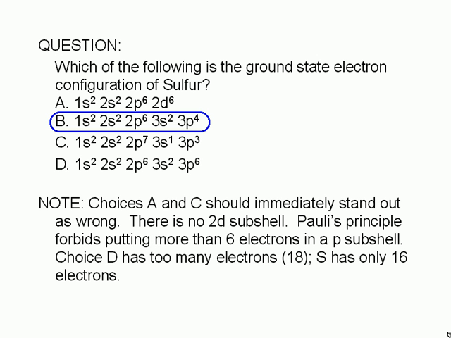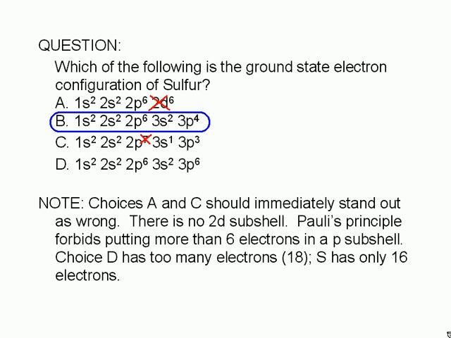Note that choices A and C should immediately stand out as wrong. In choice A, 6 electrons are assigned to a 2d subshell. There is no 2d subshell. In choice C, 7 electrons are assigned to a 2p subshell. That exceeds the maximum allowed, which is 6.